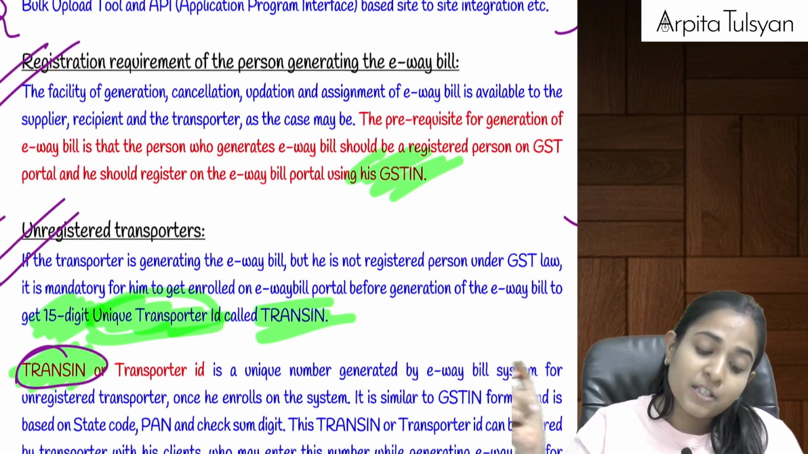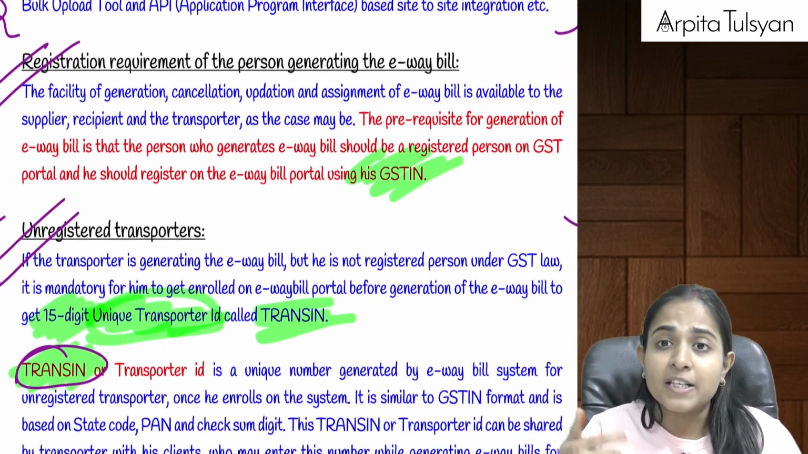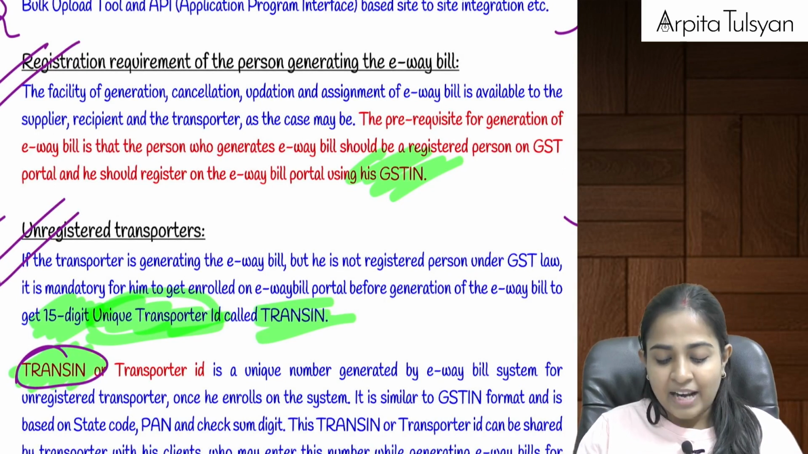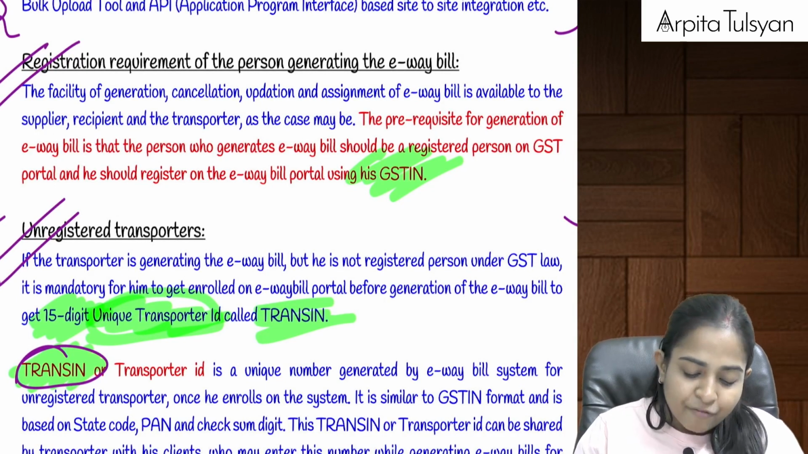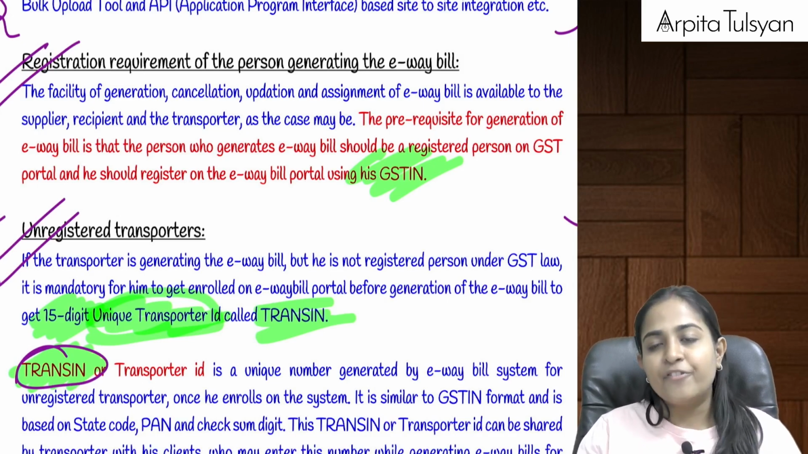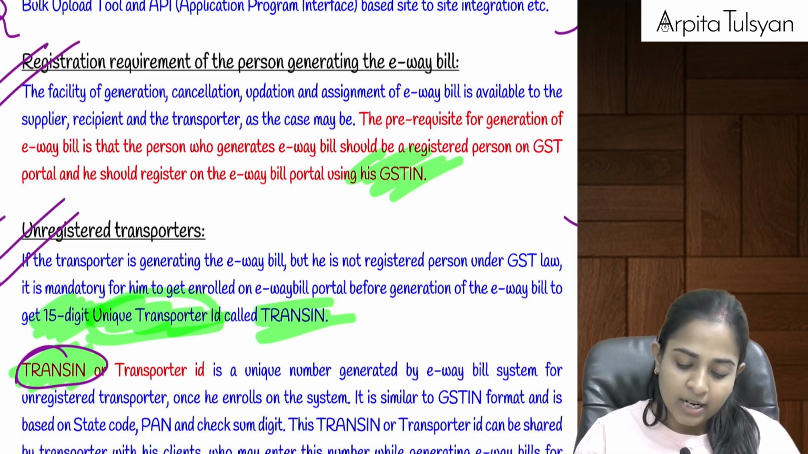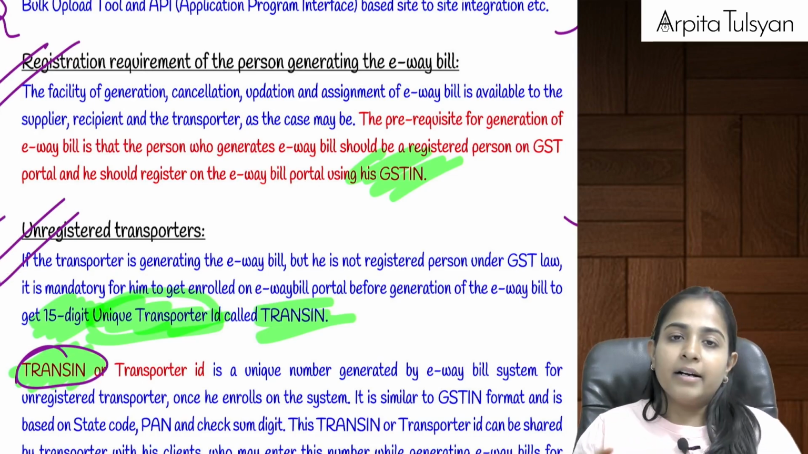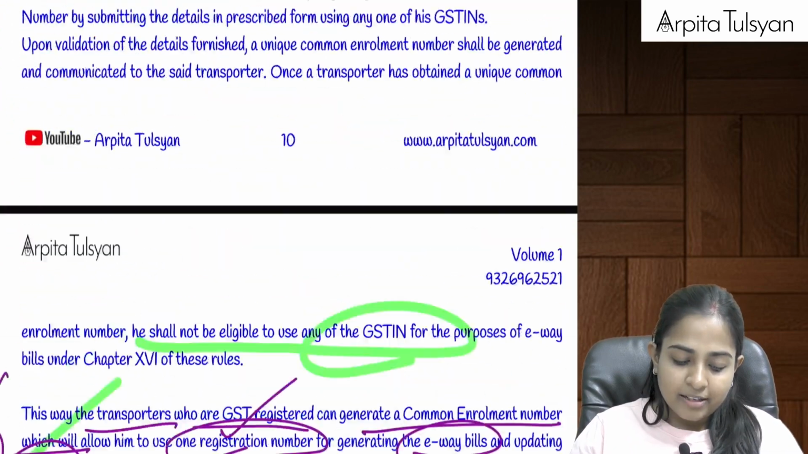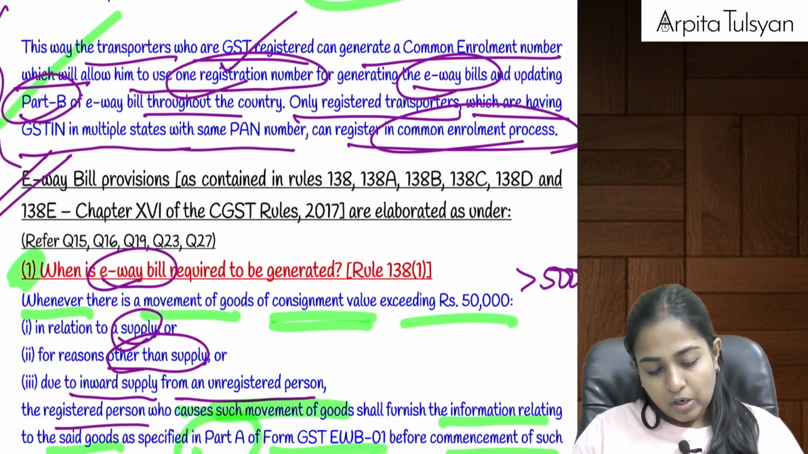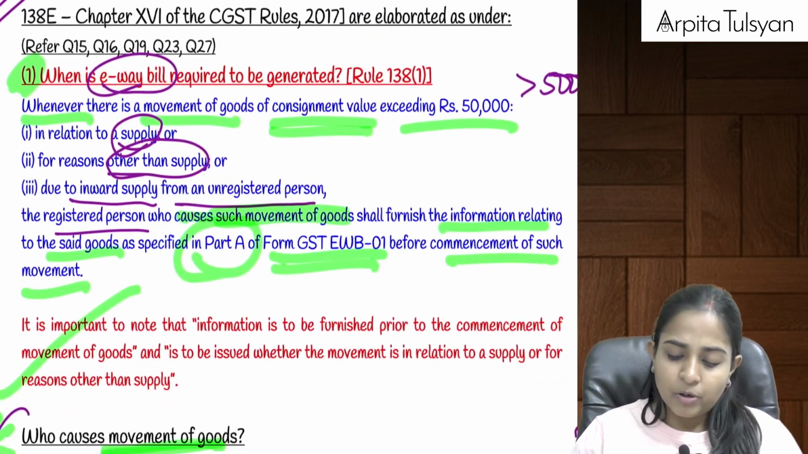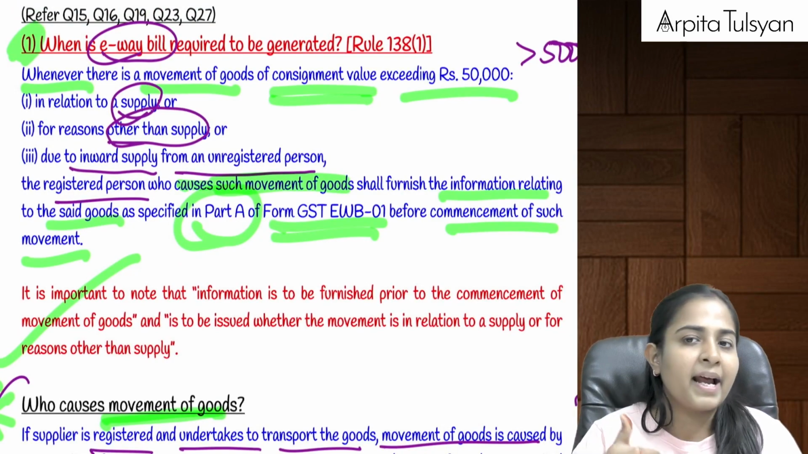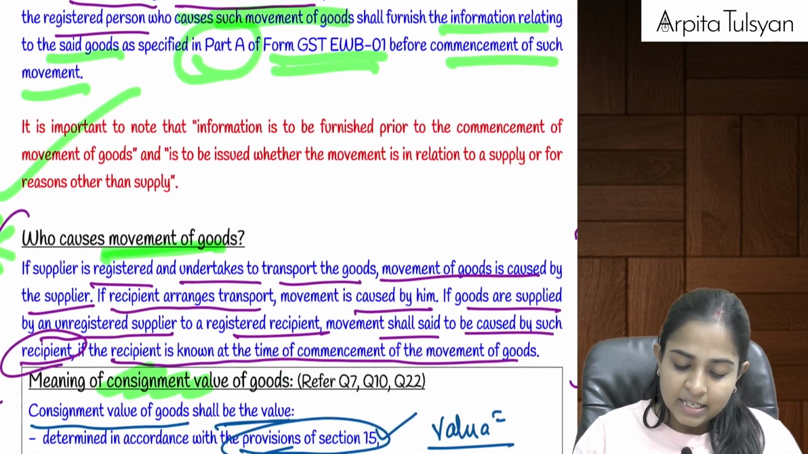Ma'am, what if the transporter is unregistered? If the transporter is unregistered, then he will have to apply for a unique transporter ID, a 15-digit unique transporter ID called Transin, which he will use for generating the e-way bill. Are you clear with this? Yes? Okay. Then after that, this 50,000 provision we have already checked. It can be for reasons of supply, it can be for reasons other than supply also.